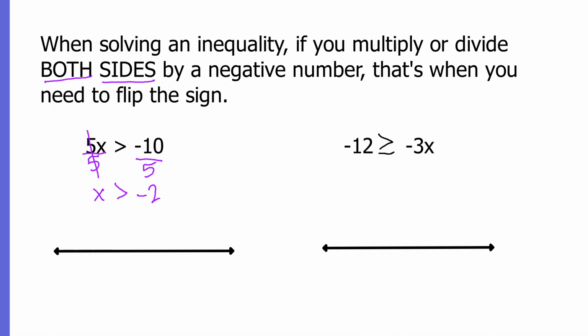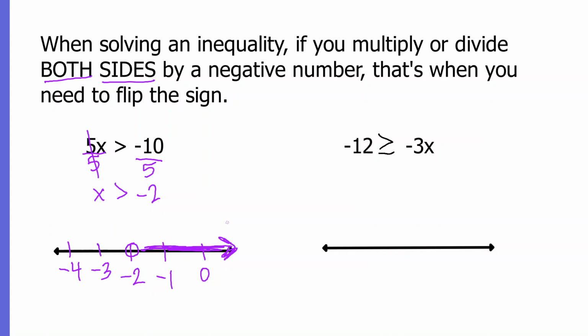Quick review on graphing. You don't have to do tons of numbers on your number line. I like to take whatever number I've got as my answer, stick it in the middle, maybe put a couple on each side, and then from there, because it's just greater than, there's no equal to, that's when it's going to be that open circle. And we want everything bigger than negative 2, so we would shade to the right.